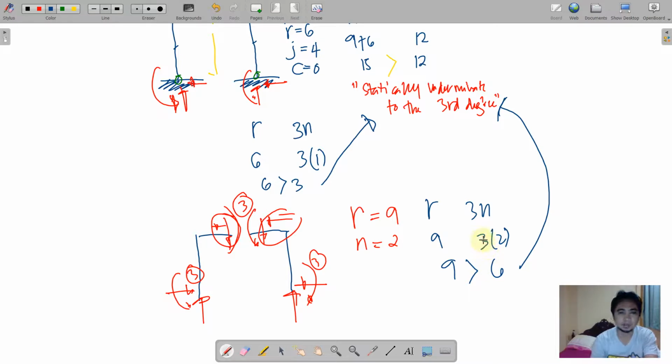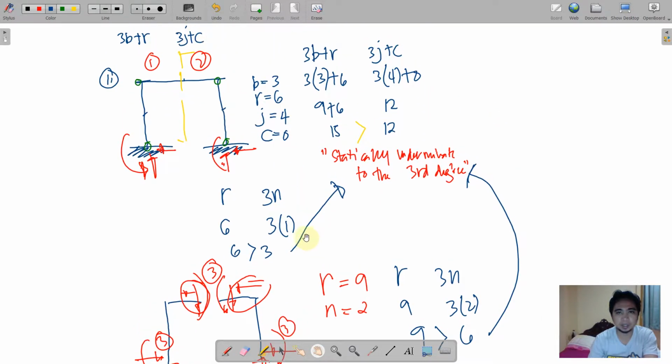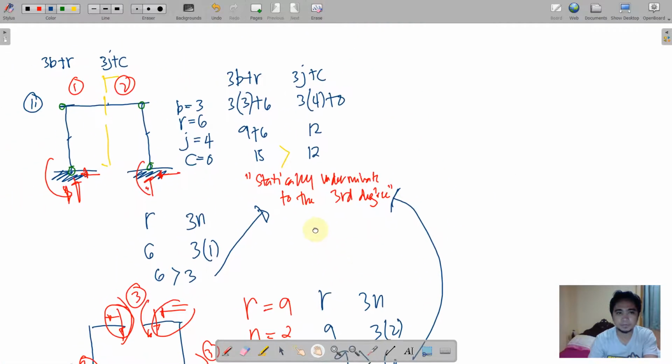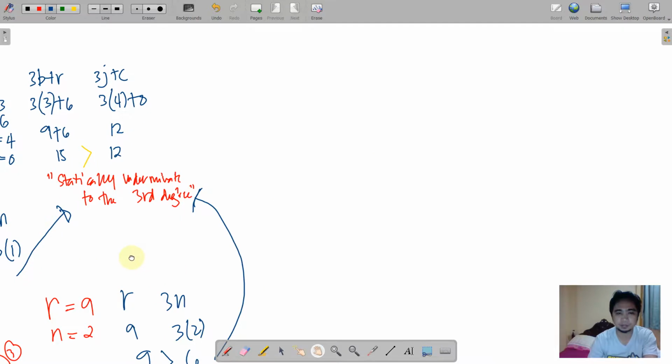So again, it depends on how you use the formula. If you want a simple solution, or if you want a complicated one, it's up to you. It is based on your convenience. But you can use both criteria, 3B plus R and 3J plus C, or you may opt to use R compared to 3N. Okay, so that's it for the first problem.